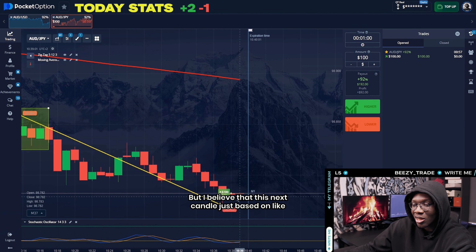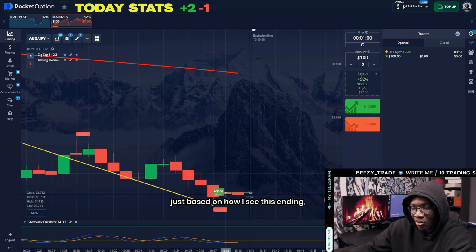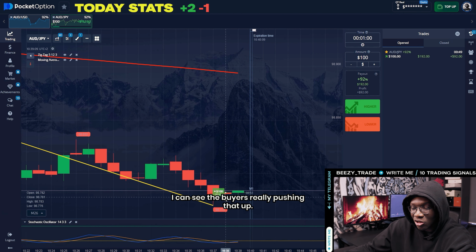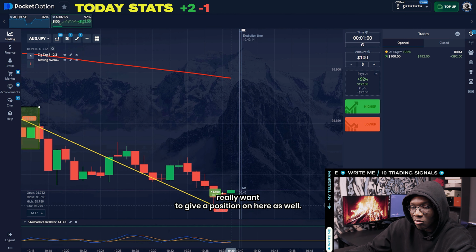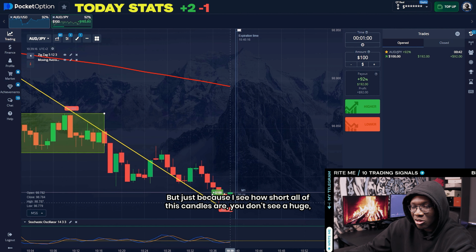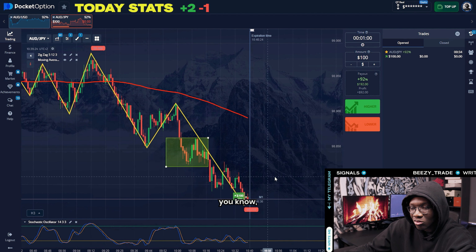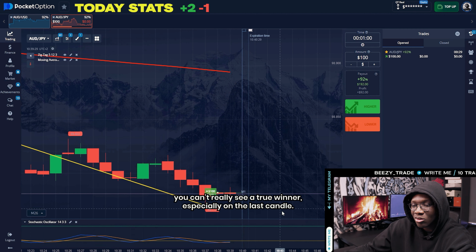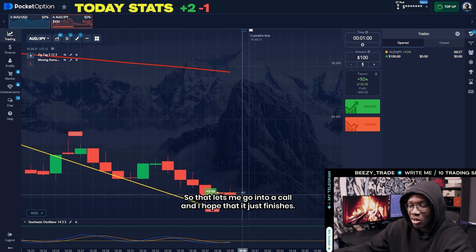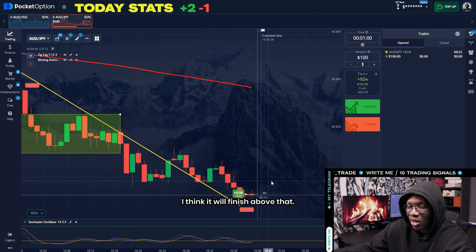But I believe that this next candle, just based on how I see this ending, I can see the buyers really pushing that up. I think it's gonna be really close because the sellers don't really want to give a position on here as well. But just because I see how short all of these candles are, you can't really see a true winner, especially on the last candle. So that lets me go into a call, and I hope that it just finishes. I think it will finish above that.